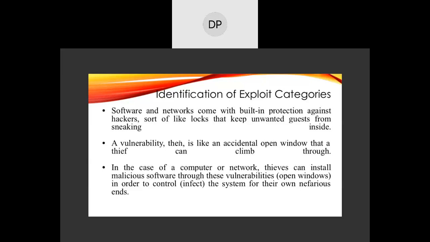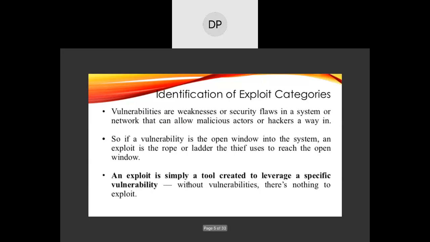Similarly, in software, there is something which a developer forgets while developing: they forget to close a port. So that is an accidentally open window, which we call a vulnerability. And in the case of a computer and network, thieves can install malicious software through this vulnerability, or we can say through open windows, in order to control the system for their own nefarious ends.